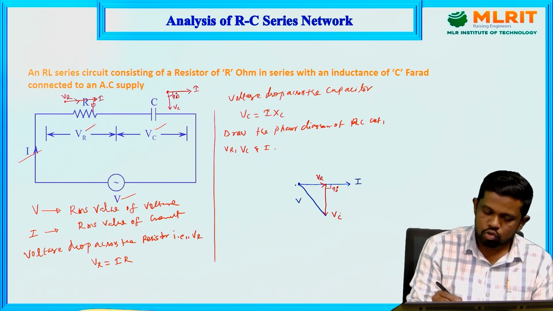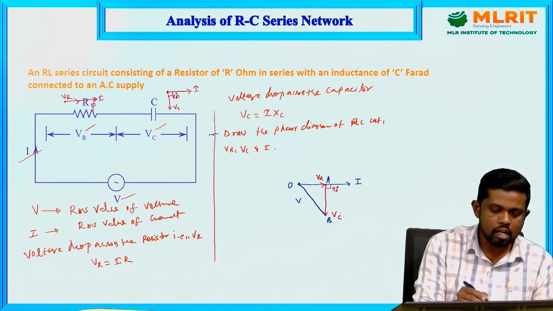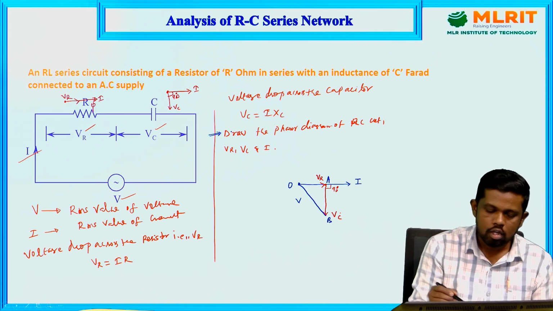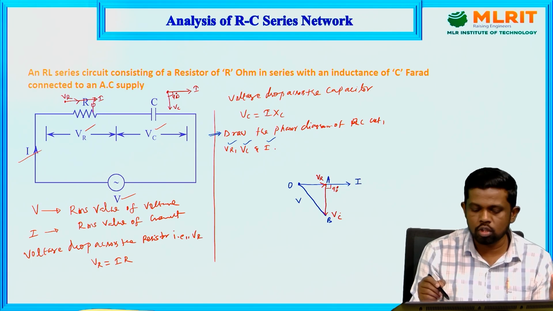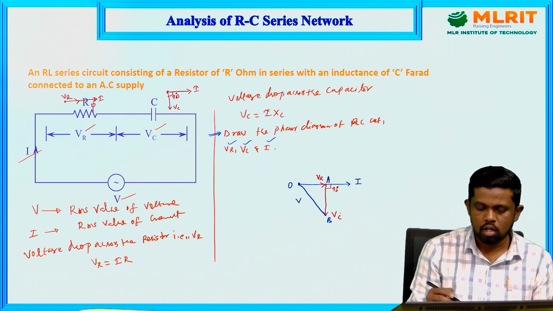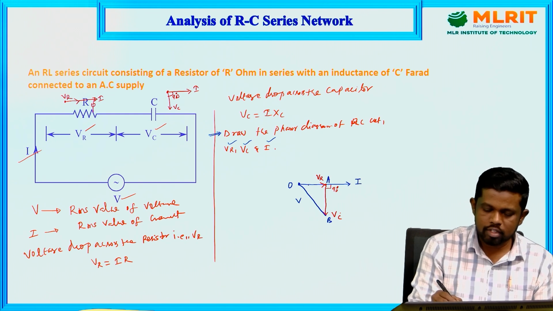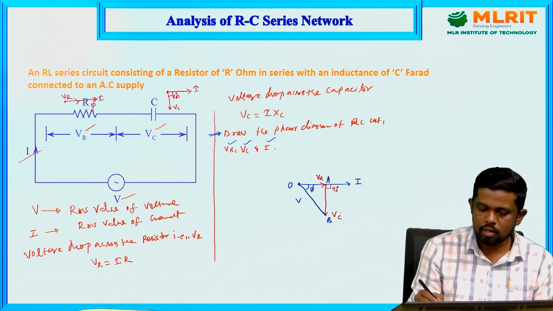We assume here this is the point O, this is the point A, and this is the point B. We need to plot the phasor diagram of the RC series circuit with the help of VR, VC and also I. It is an easy way of representing the electrical parameters mathematically, so that we can analyze the required things easily. The phase angle between the voltage and current is phi.